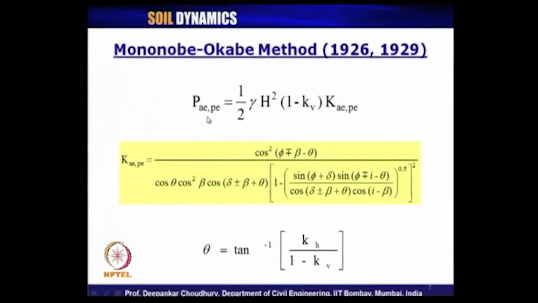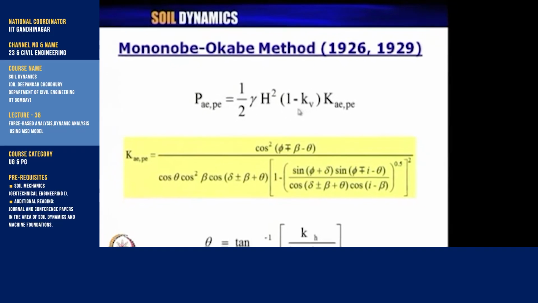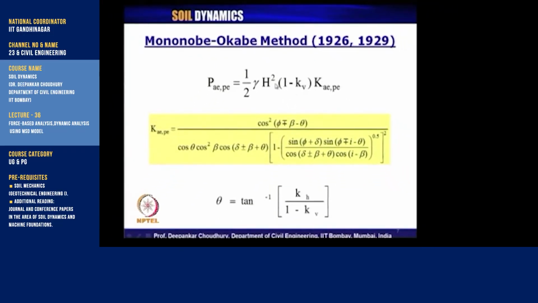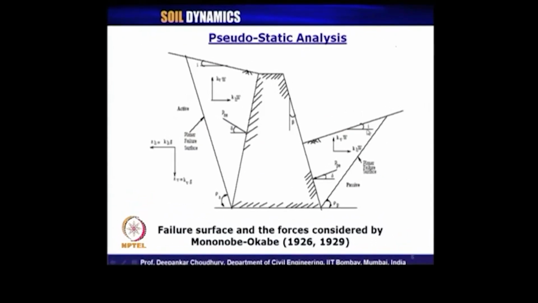So, this was the basic equation proposed by Mononobe-Okabe. You can see this is nothing but Coulomb's equation with an additional term of this portion, which considers the earthquake acceleration in the vertical direction also. And the closed form solution for this coefficient of active and coefficient of passive seismic earth pressure is expressed by this equation, where I can mention the different parameters.